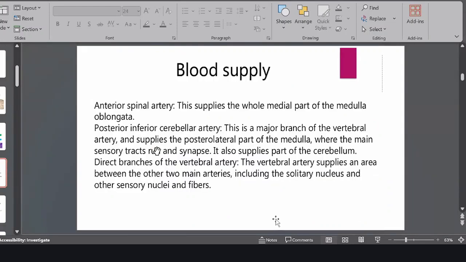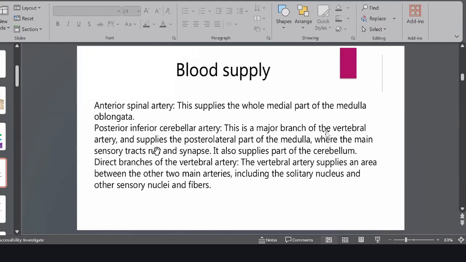Now, we want to look at the blood supply of the brainstem. The brainstem is being supplied by this artery that you call the anterior spinal artery. The anterior spinal artery is the one that actually supplies the medial part of the medulla oblongata. Then secondly, we also have this artery that you call the posterior inferior cerebellar artery.